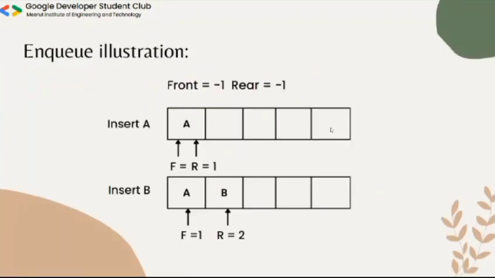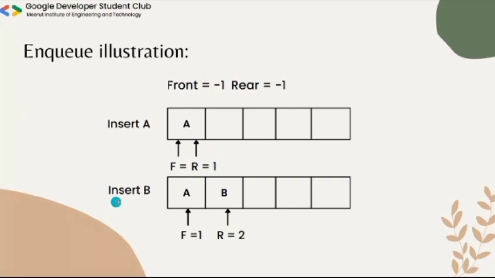So this is basically the illustration of NQ. In the following case, when I have just declared my queue, at that point, when my queue is empty, my front and rear both are equal to -1. And when I insert A, both my front and my rear are pointing to A, and their value is equal to 1.